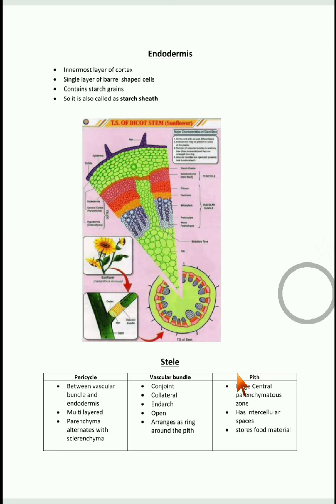Okay, the last part of stele is pith. So the large central zone which is made up of parenchyma cells is called pith. It has intercellular spaces, as we have seen parenchyma cells always have intercellular spaces in between them, that is, space between two cells. It stores food material. So parenchyma is used for storage of food material or photosynthesis. Here the pith is responsible for storing food materials.